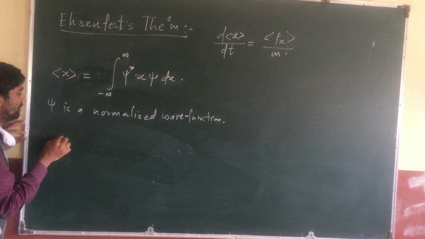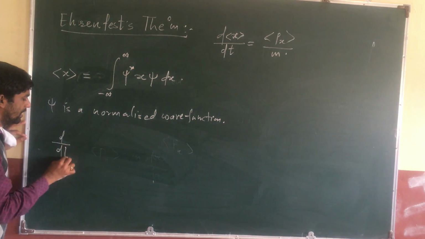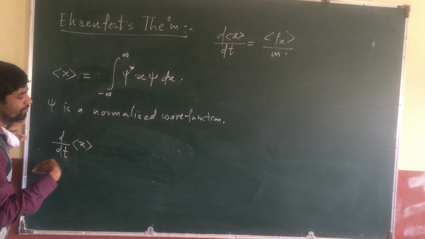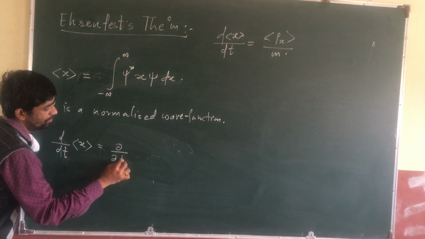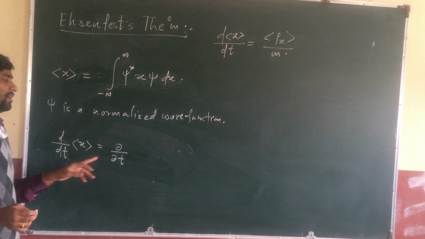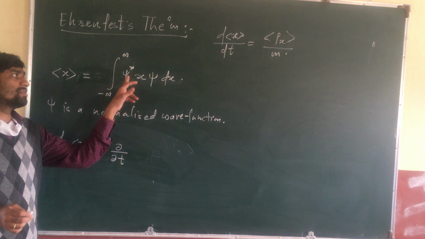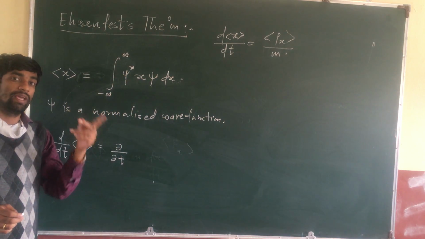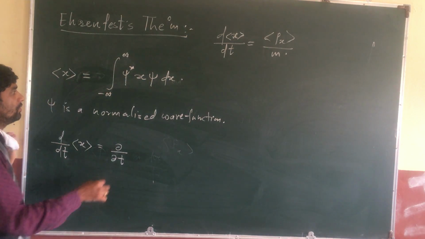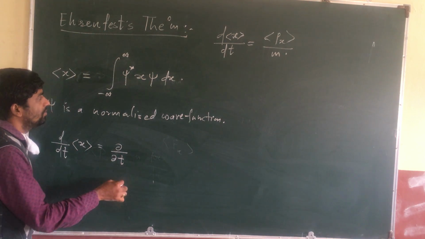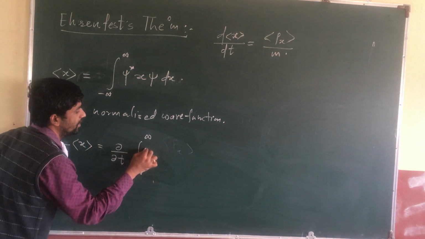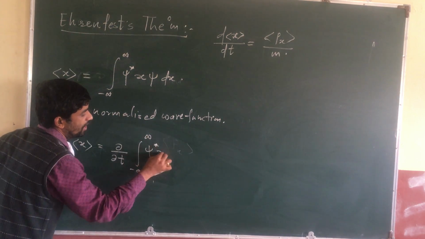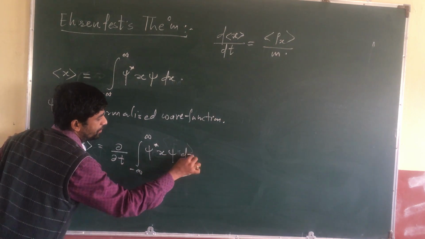Now I have to differentiate it with respect to time. So the expectation value of this will be equal to d/dt of the integral from minus infinity to plus infinity of psi star x psi dx. Here I have to take partial differentiation because psi is a function of two variables, x and t.